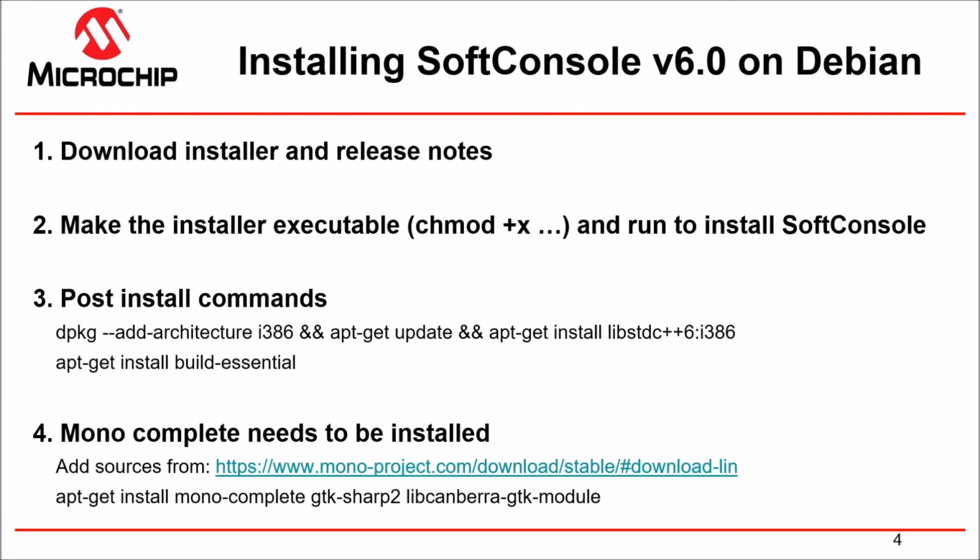So that concludes the setup of SoftConsole 6 with Renode on Debian. To summarize the steps that I took, I downloaded a copy of the installer and the release notes from the Microsemi website. I made sure the executable permission bit is set in the installer and then ran it to install SoftConsole. After the installation, I ran through several post-install commands, and finally I added the sources for MonoComplete and then installed MonoComplete itself.